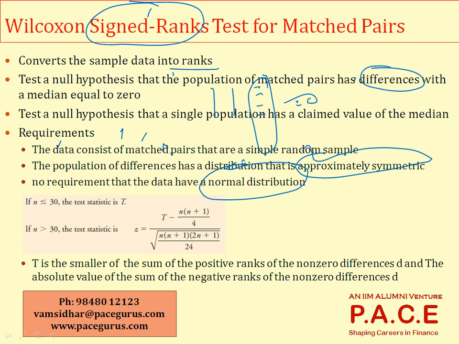Right, now we are talking about T. T is nothing but the smallest of the sum of the positive ranks and the absolute value of the sum of the negative ranks. Let's take one example. It becomes much easier for us.